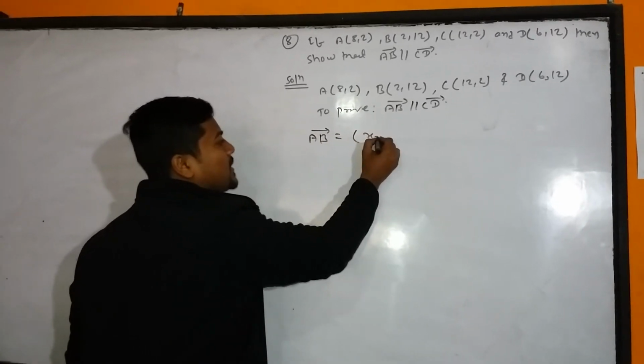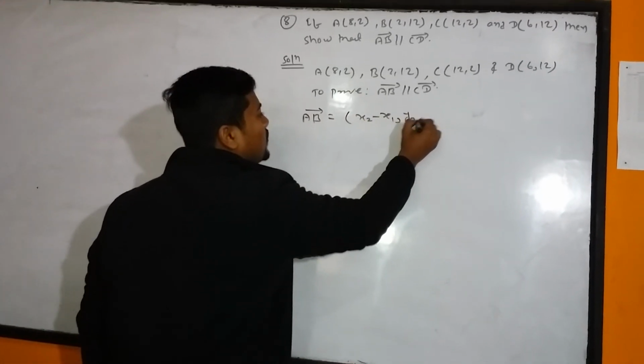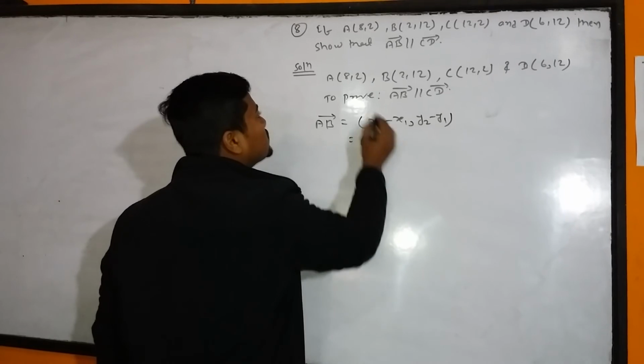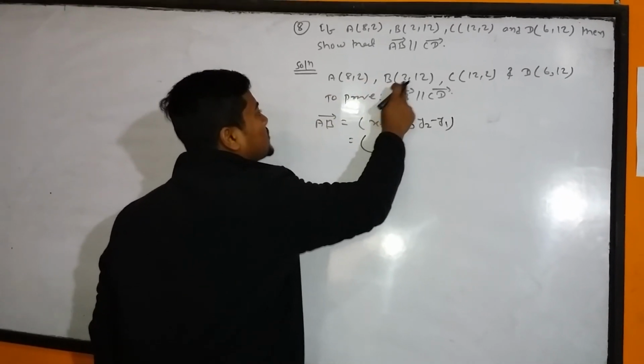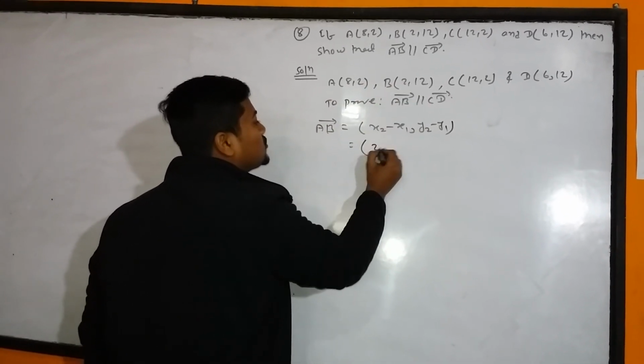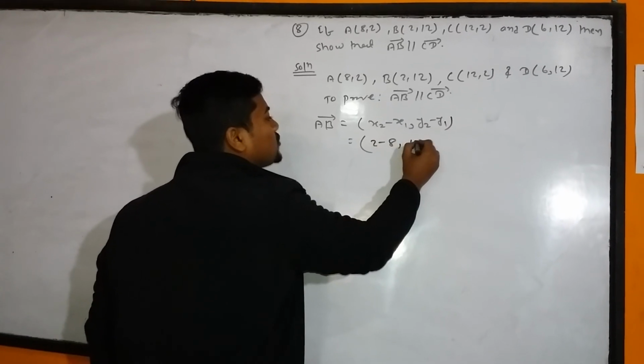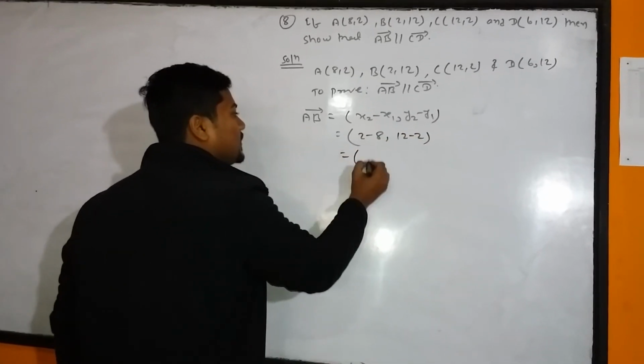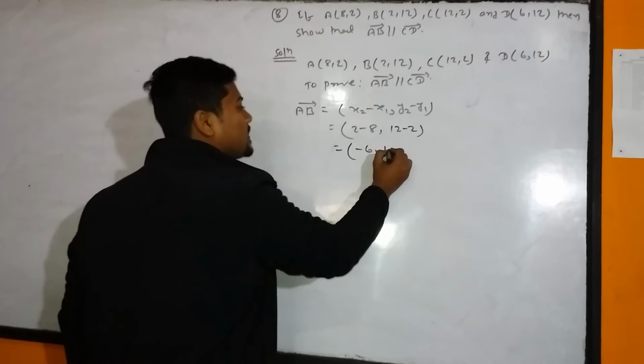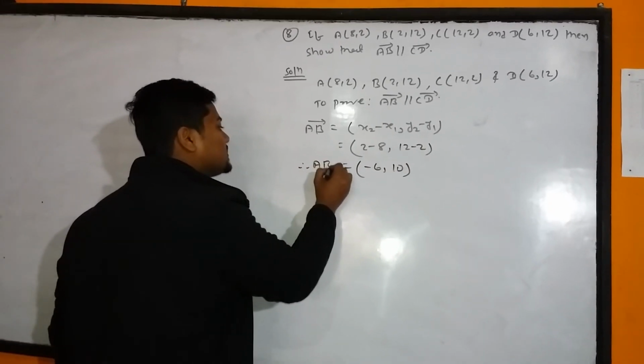So what is the formula of AB vector? x2 minus x1 comma y2 minus y1. So it will be x1 y1, x2 y2: 2 minus 8, then 12 minus 2. Now what becomes minus 6 comma 10. Now AB vector is this.